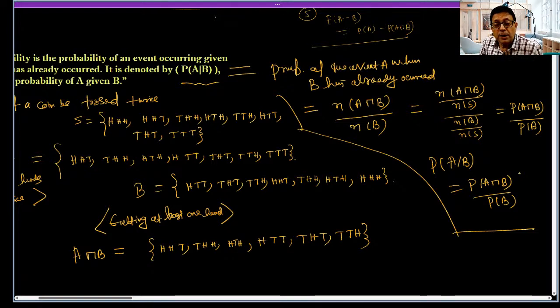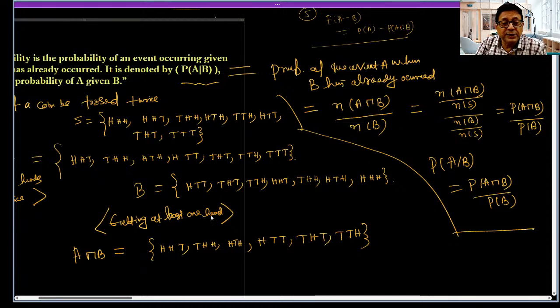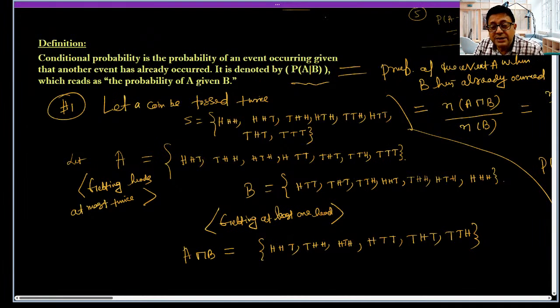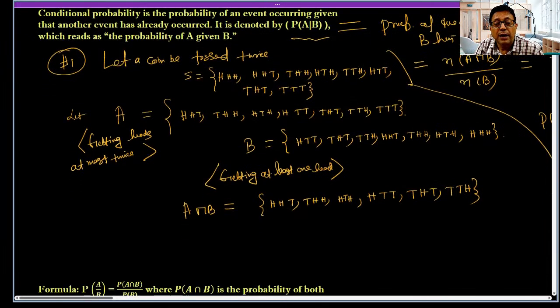Okay. So let us apply this in the present problem. What we have taken there? A is the case when we are getting heads at most twice, and I have written all of them. B is the case of getting at least one head. Then for A intersection B, these 6 cases are there.